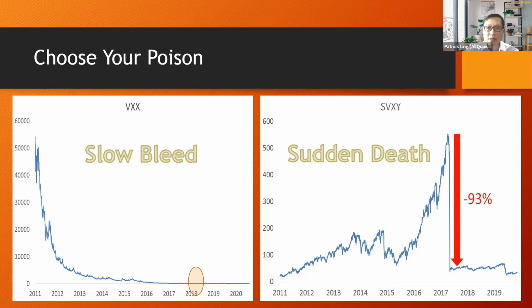So trading volatility is like choosing between two poisons. You either experience slow bleed when you long vol, or you might risk sudden death when you short vol. Okay, so this is essentially something that you need to bear in mind when you want to trade volatility in your own portfolio. Okay, but having said that, as long as we are aware of this pitfall of trading volatility, there are ways to minimize the risk, and on the whole, the benefits of trading vol outweigh the risk, okay, especially as part of a multi-strategy portfolio.